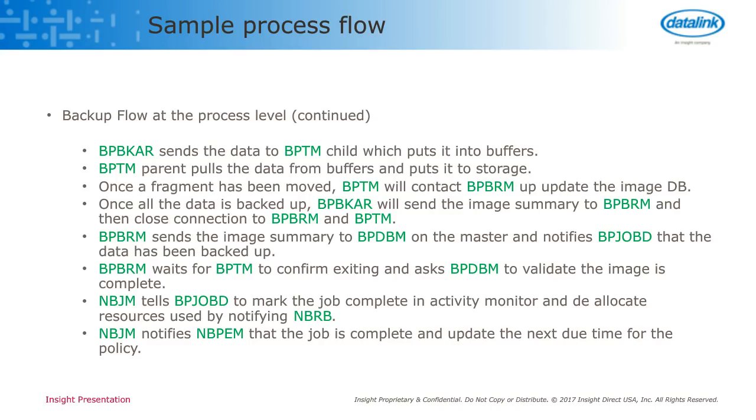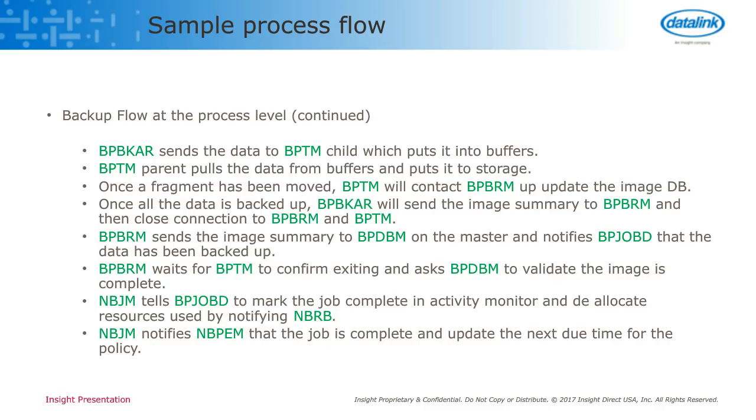BPBRM then asks BPDBM to validate that the image is complete. So BPDBM is going to verify that, yep, I have all the data, I've written all the catalog entries, and the image is valid and good. So from that, NBJM tells BPJobD to mark the job complete in Activity Monitor and deallocate all the resources by notifying the NBRB or resource broker. So now we're stepping back out of that part. BPBRM is exiting, and the master server processes are now backing out of the job. So all the allocations for the tape, the client stream, and all of that are being deallocated and released back.